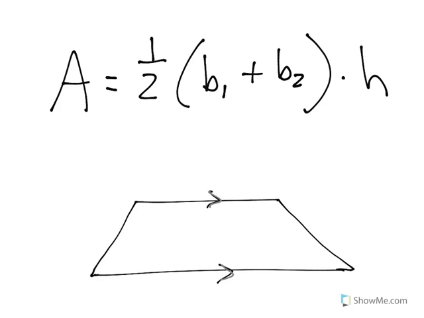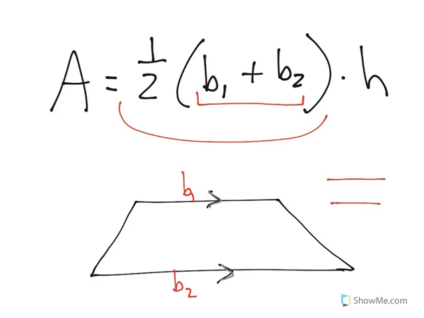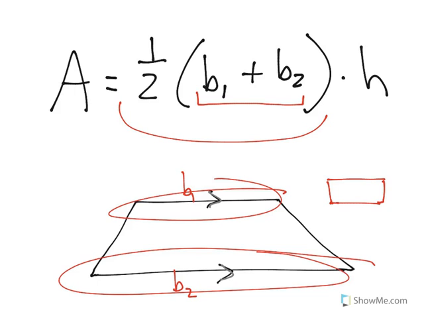Now if you think about what this means, base 1 and base 2 are the parallel lines. If we add them together and then divide by 2, we're taking the average. So what we're saying is, if we take the average of those, make them equal, and then find the height, we have ourselves a rectangle. So that's the idea: we average these two, because the average would be the same, and then multiply by the height.